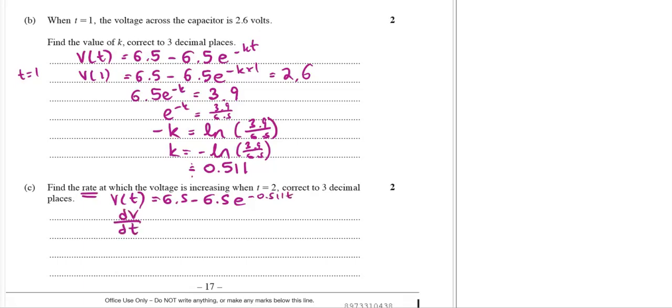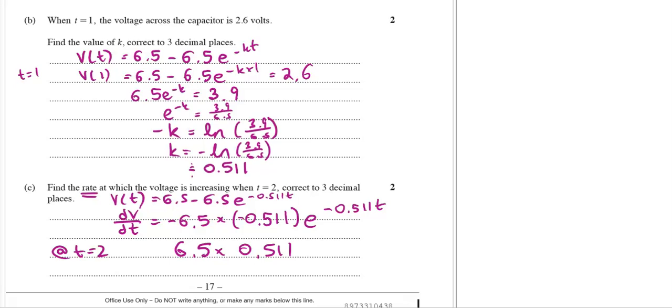then dV/dt is the first derivative of that, which is minus 6.5 times minus 0.511 e to the minus 0.511t. At t equals 2, I'm going to get 6.5 times 0.511 times e to the minus 0.511 times 2. I put all of that in my calculator and I get 1.195, and that is in units of volts per second.